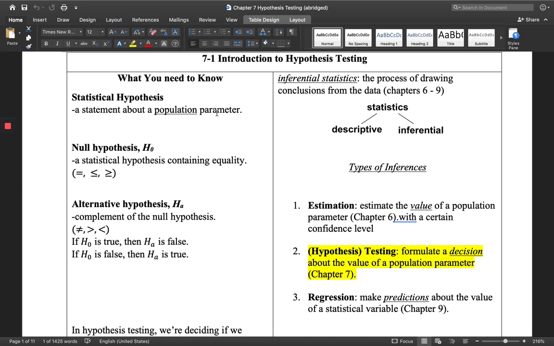And when we're talking about parameter, typically we're only concerned with the mean, right? That's what this whole class is pretty much focused entirely on. And so when we say population parameter, we're really making a hypothesis about the mu value, mu.